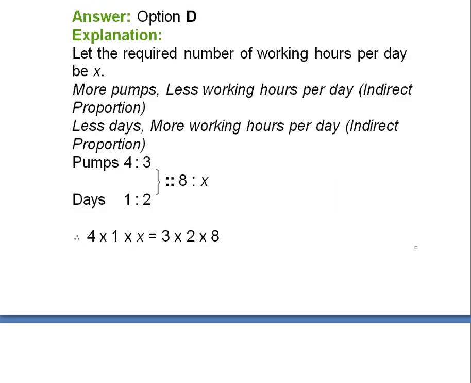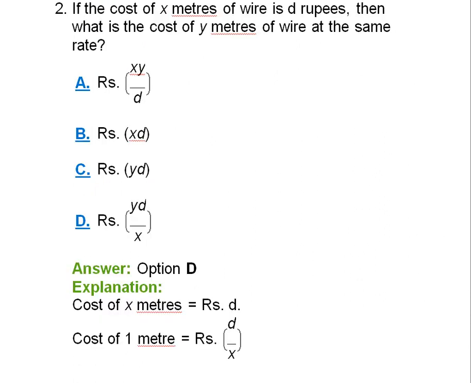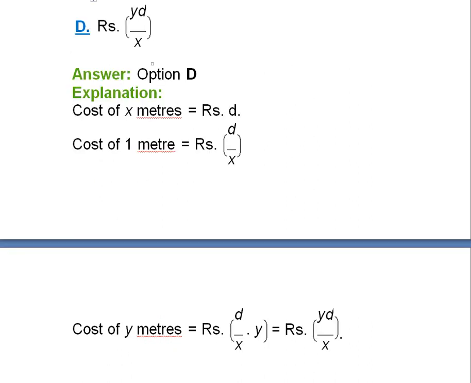If the cost of x meters of wire is d rupees, then what is the cost of y meters of wire at the same rate? So you will consider the cost of x meters is rupees d, and the cost of 1 meter would be d divided by x. Similarly, you can easily calculate the cost of y meters, that is rupees d by x into y, which is yd by x, and that is your option D, which is your answer.